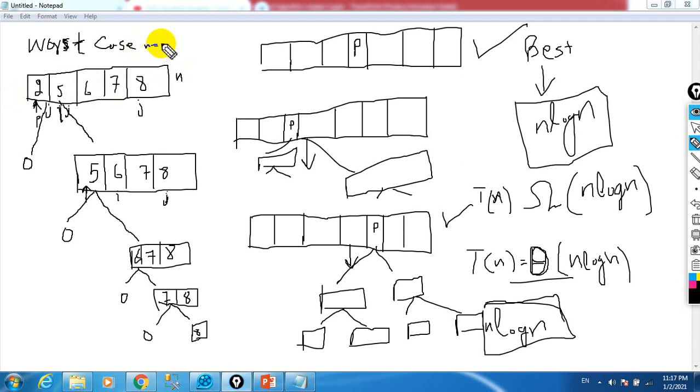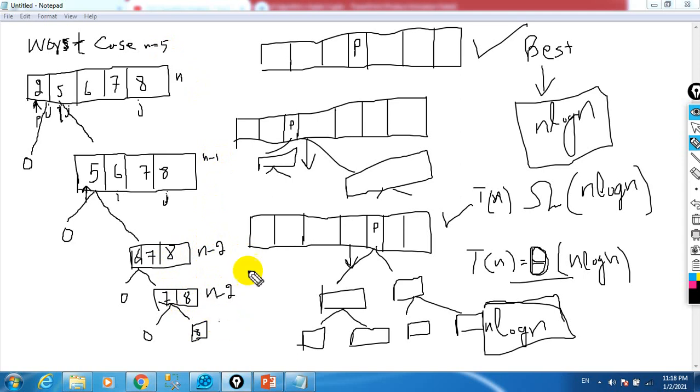So n is equal to 5. So here we will do 5 comparisons for finding the actual position of the pivot. Here we will do 4, which means n minus 1 times. Here we will do 3 comparisons, which means n minus 2 times. Here we will do 2 comparisons, which means n minus 3 times. Here we will do 1 comparison.